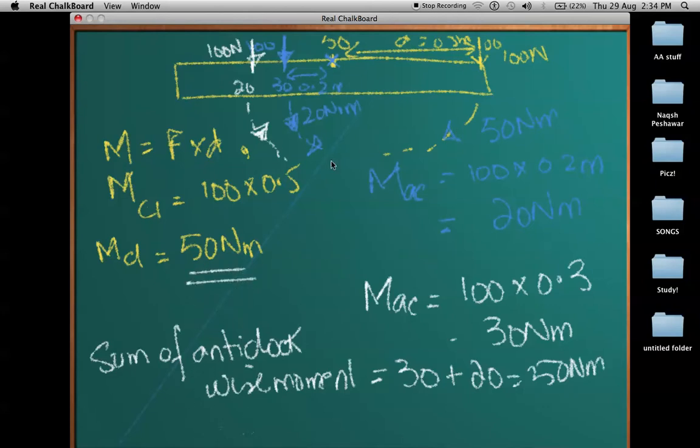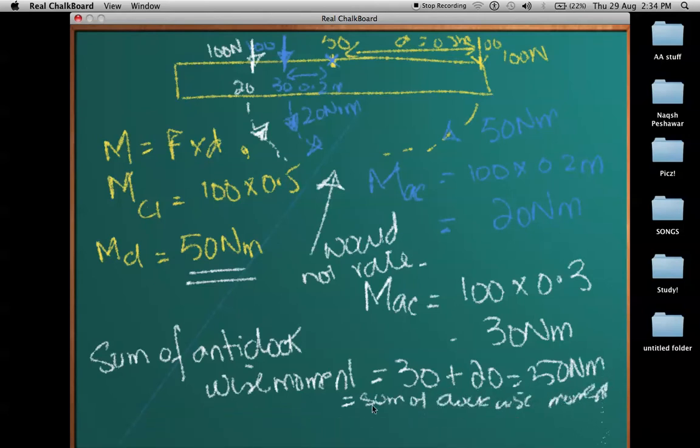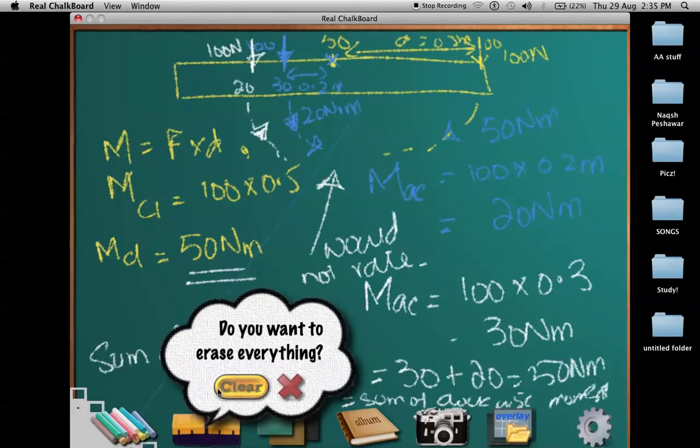In this case, this bar would not rotate, since the sum of anti-clockwise moment equals the sum of clockwise moment. So this is the condition, that the sum of the anti-clockwise moment should be equal to the sum of the clockwise moment. Now let's see some more examples of this same thing.